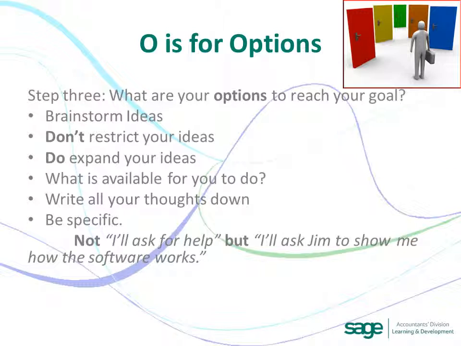The next stage is O for options. What are his options to reach his goal? He needs to brainstorm some ideas. He doesn't want to restrict his ideas, he wants to expand and open his mind and write down everything he can think of.